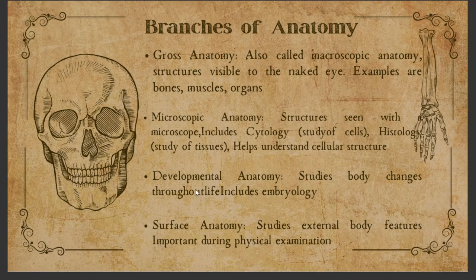And we have the developmental anatomy, studies body changes throughout life. It also includes embryology, as it talks the development from fetus to zygote. That's development of the human, of the body, throughout the levels of development. That's developmental anatomy. And surface anatomy, it studies external features, body features, and it's very important during physical examination. So these are the four branches of anatomy.